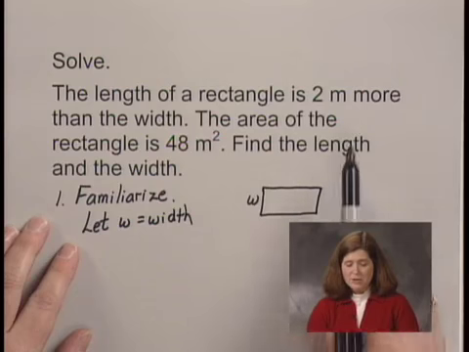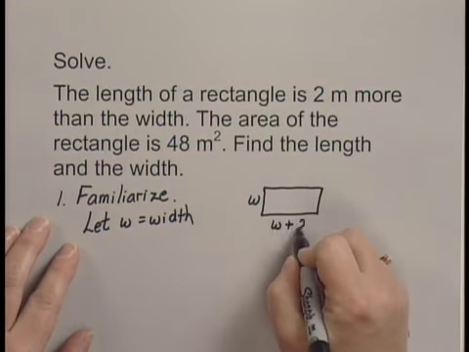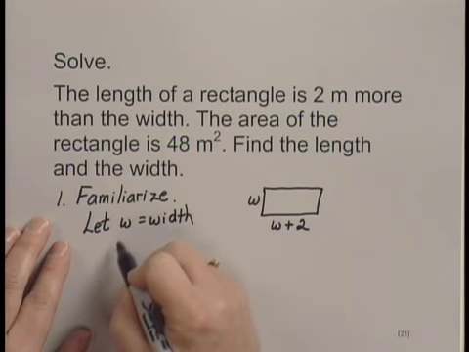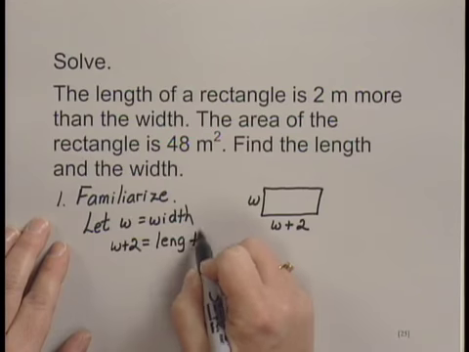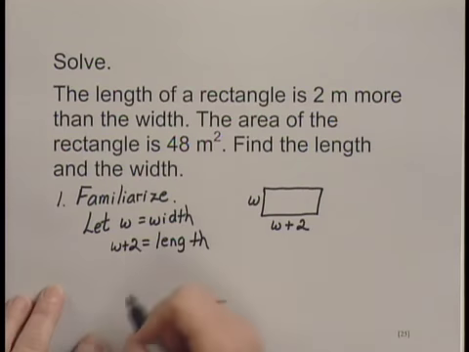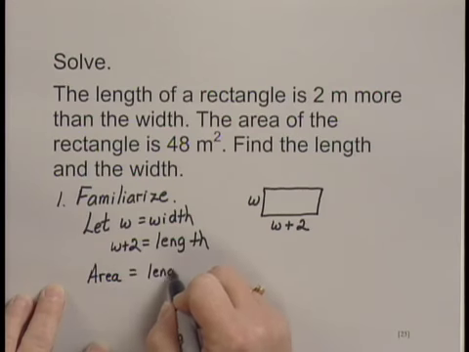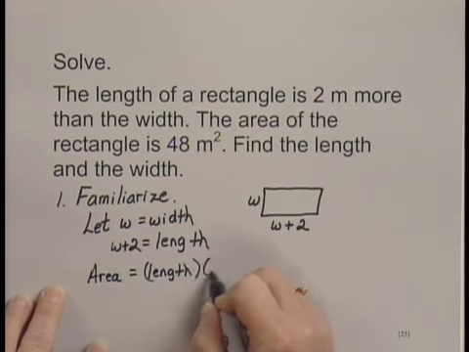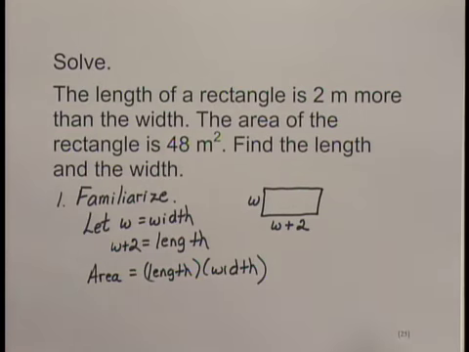Then the length is 2 meters more than the width, so my length has to be W plus 2. I'll write that W plus 2 as the length. Now, I know we're going to talk about area, and if I can't remember the formula for area, I might have to look that up. Area is length times width. I think I have enough to go ahead to my next step, which is to translate.